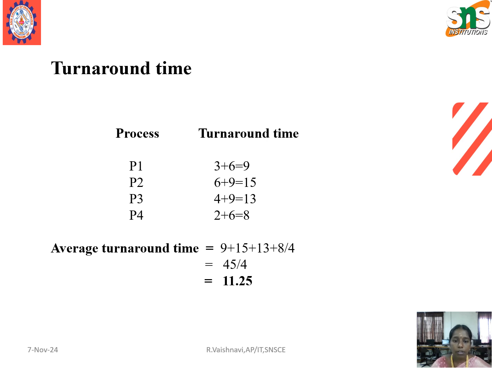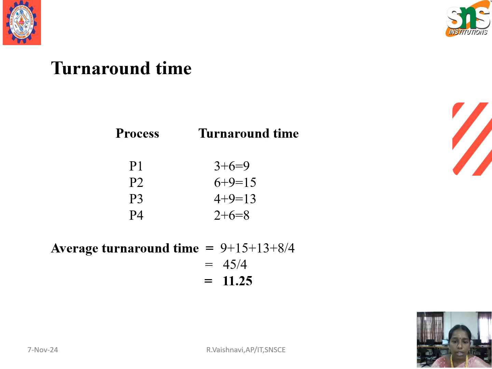So for process 1, the burst time and the waiting time are 3 and 6, so 3 plus 6 will be 9. For process 2, 6 plus 9, that is 15. For process 3, 4 plus 9, that is 13. For process 4, 2 plus 6 is equal to 8.